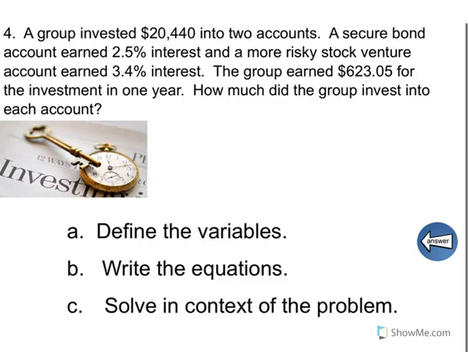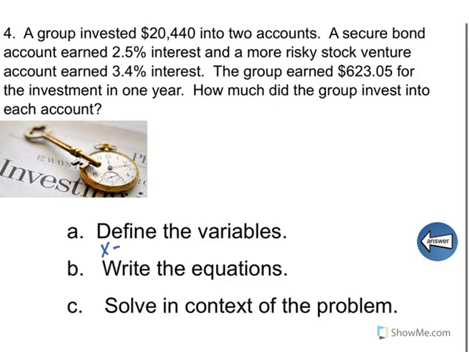When we look at word problems, we want to write them first, and then after we write them, we can determine which one is best to solve with. So a group invested $20,440 into 2 accounts. A secure bond account earned 2.5% interest, and a more risky stock venture earned 3.4% interest. The group earned $623.05 for the investment in 1 year. How much did the group invest into each account?